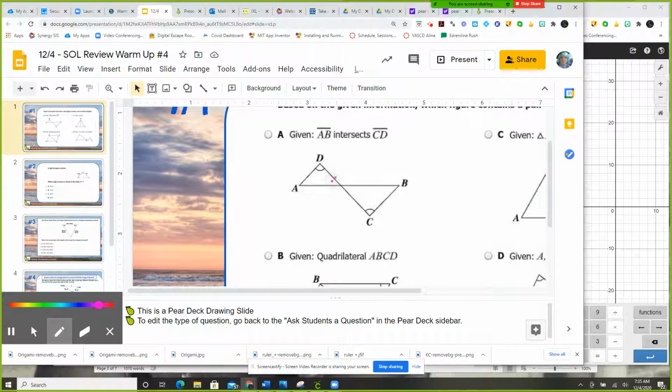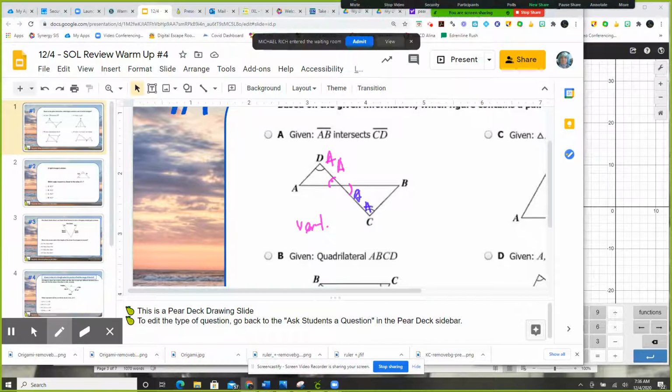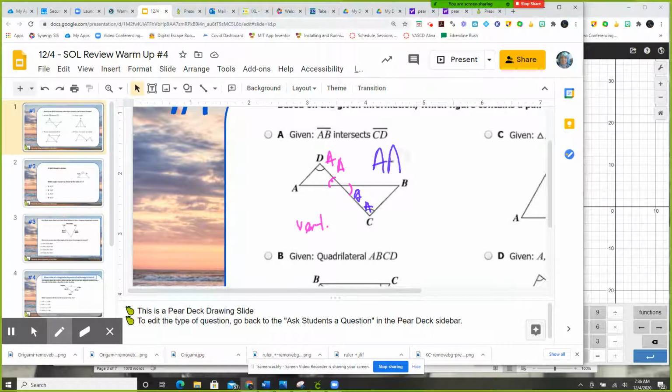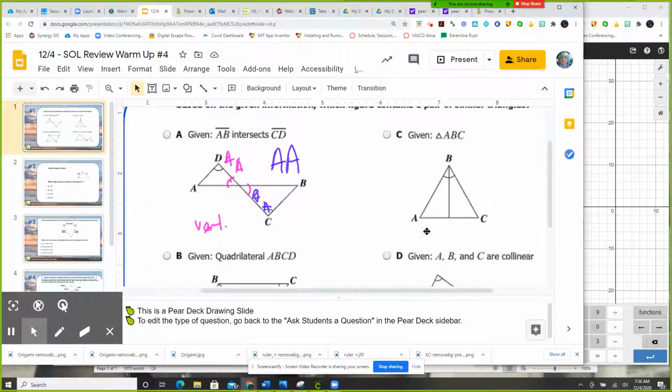I can mark the angles. I can mark these vertical angles, right? And those vertical angles give me an angle in that small triangle, and they give me an angle in this bigger triangle. All right, so let's come over here and see what we can mark in C.